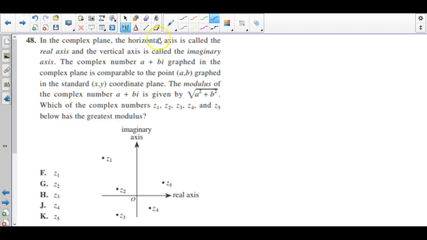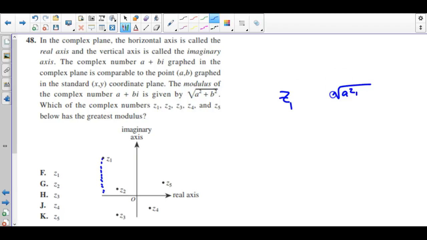In the complex plane, the horizontal axis is our real axis, and the vertical axis is our imaginary axis. We're given a complex number here. The modulus of the complex number a plus bi is given by the square root of a squared plus b squared. Which of these below has the greatest modulus? So z1 in this case has the greatest distance from the x-axis. Look how far away that is compared to the other values.